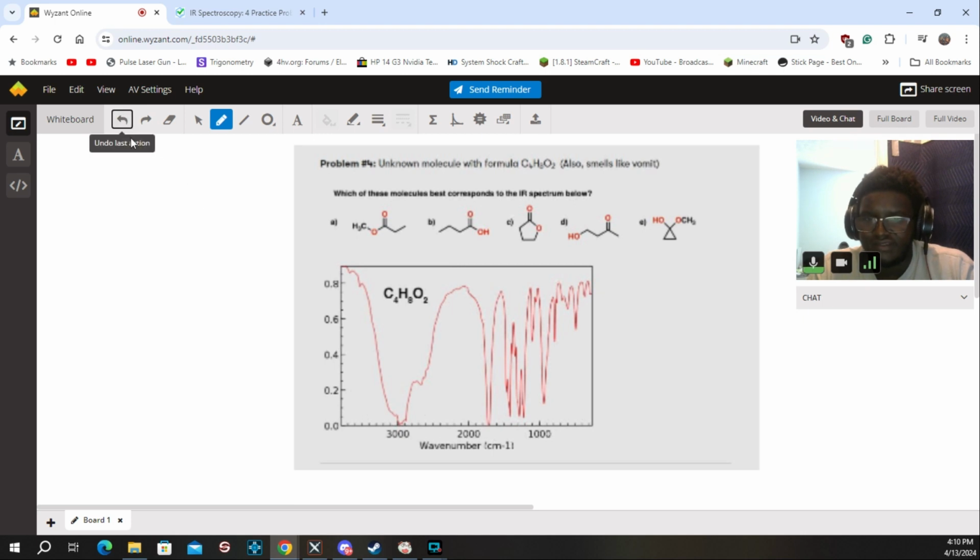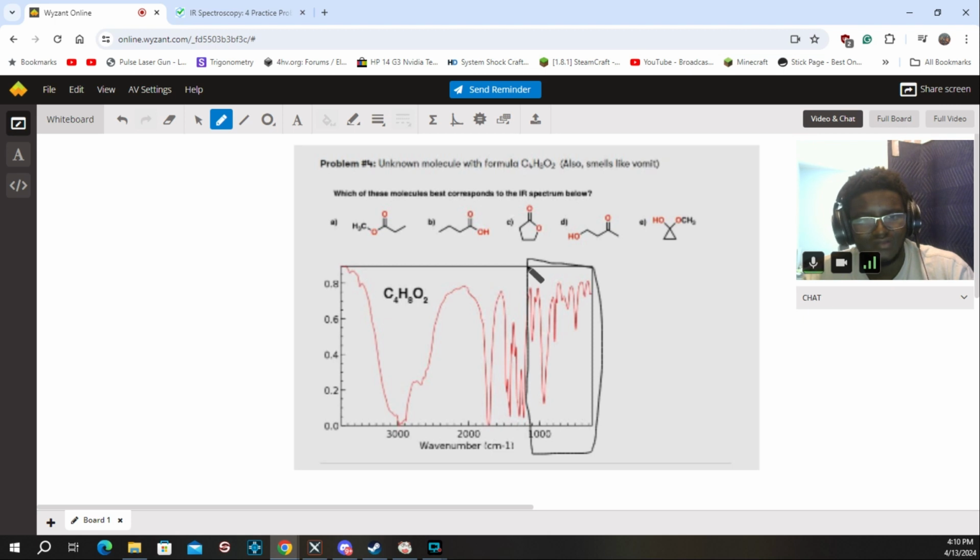All you have to do with IR is identify functional groups. There's 2 steps to identifying functional groups. Never look below this line. Once you start getting into the thousands, you're looking for trouble. Nothing here is very identifiable. Look for the big stuff.